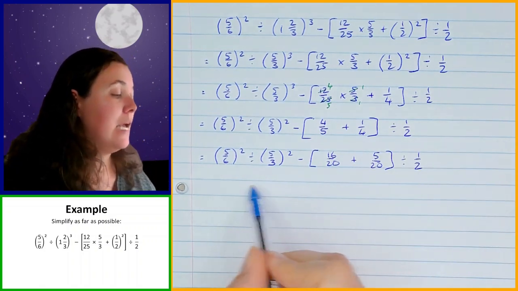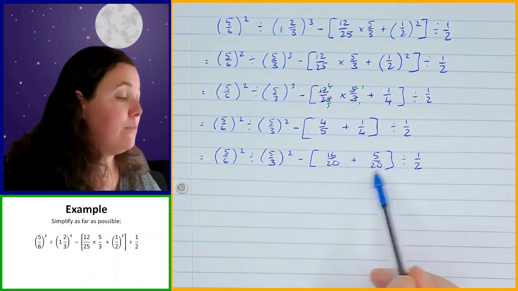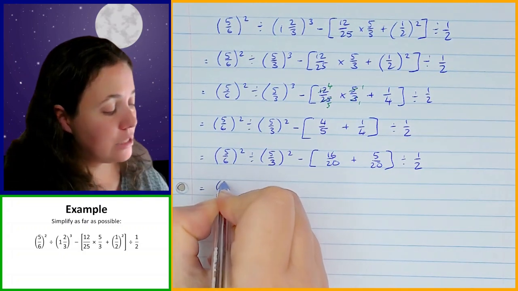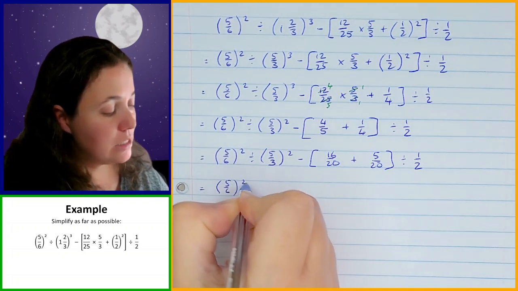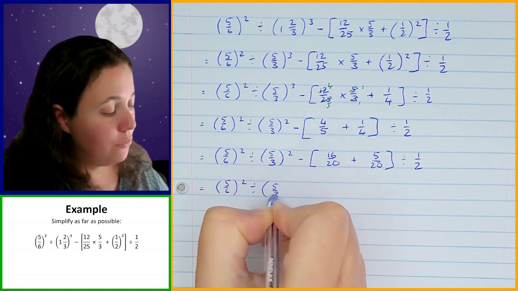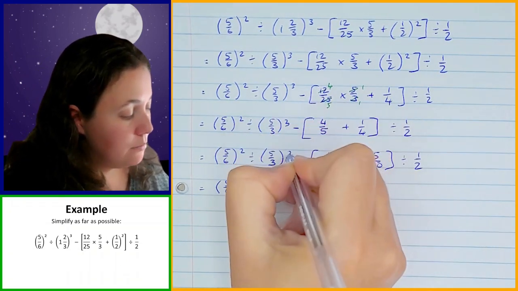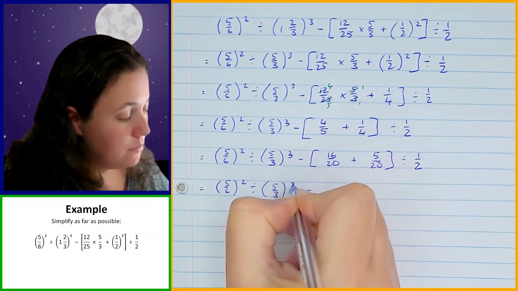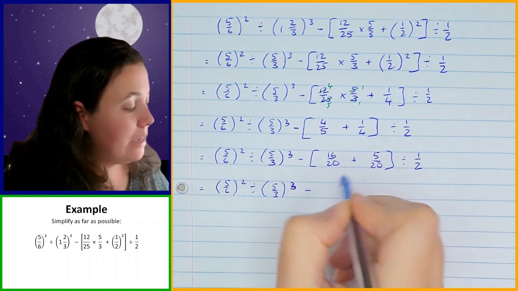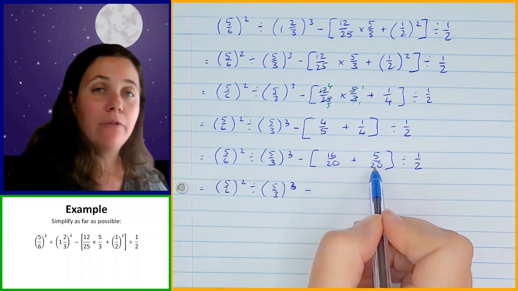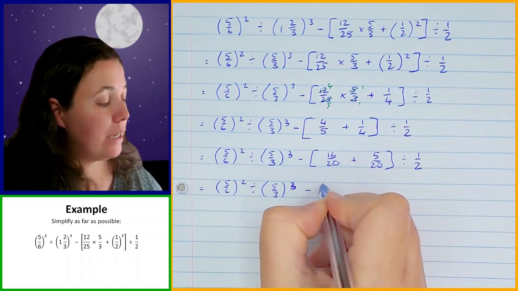Okay, outside the brackets. Now that I've done that, I can go and simplify those fractions over there, that addition. So that's going to be 5 over 6 squared divided by 5 over 3 squared, or cubed. This is supposed to be cubed over here. Okay, and then over here, I'm now going to be able to simplify this. So 16 over 20 plus 5 over 20 gives me 21 over 20.